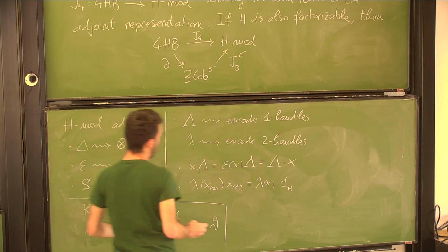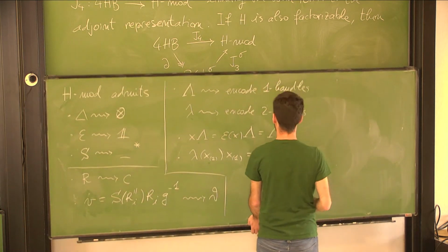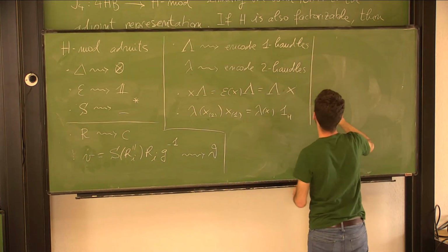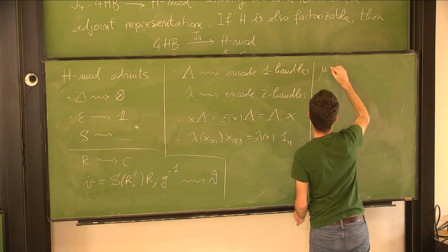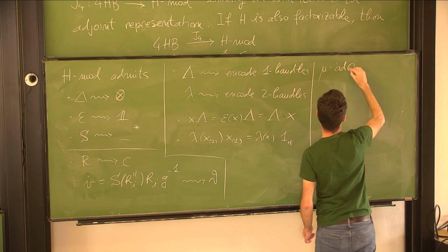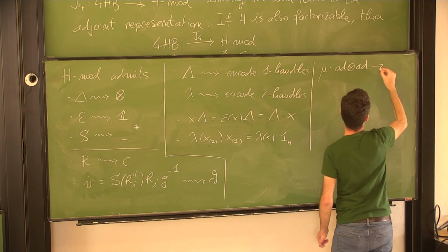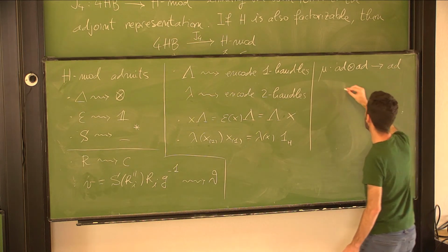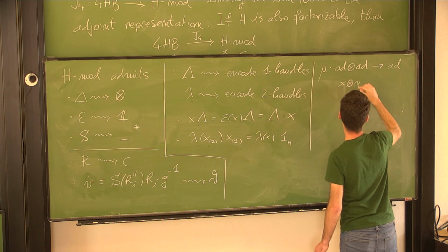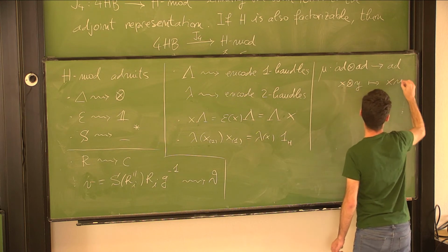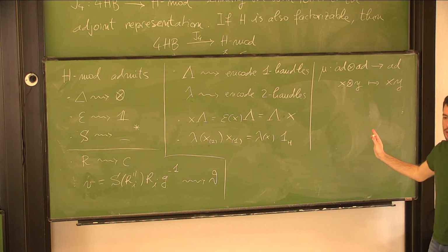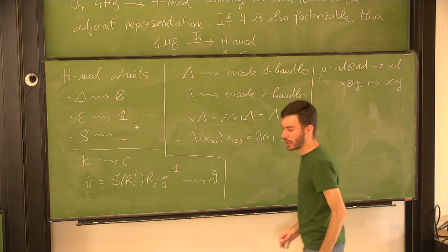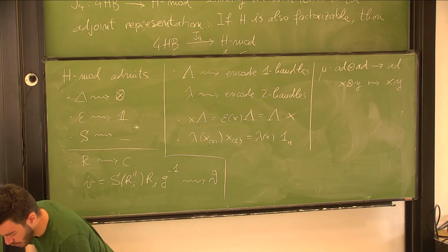So the product for it would be a morphism from adjoint tensor adjoint to adjoint, and it sends x tensor y to... So this is a standard product. The unit is the unit. So what changes? Maybe let me write down formulas for what changes.